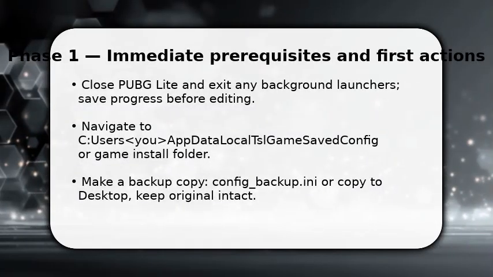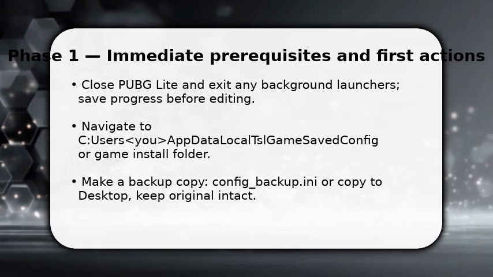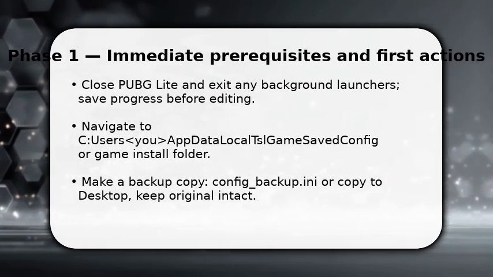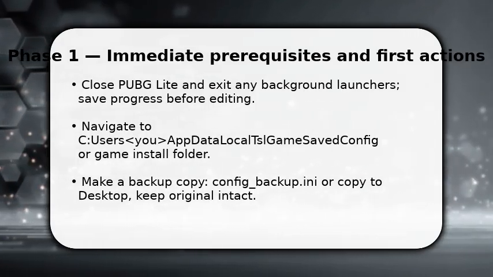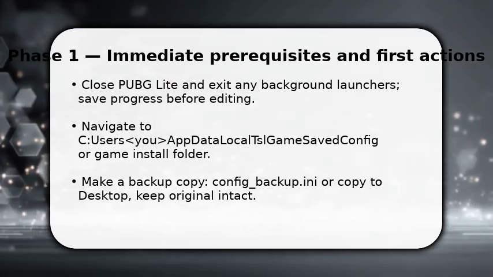You will start by creating a safe working copy. This prevents lost settings if something breaks. First, close PUBG Lite and any launchers, then open the folder path shown. Once found, make a backup named Config Backup Init and keep it separate.